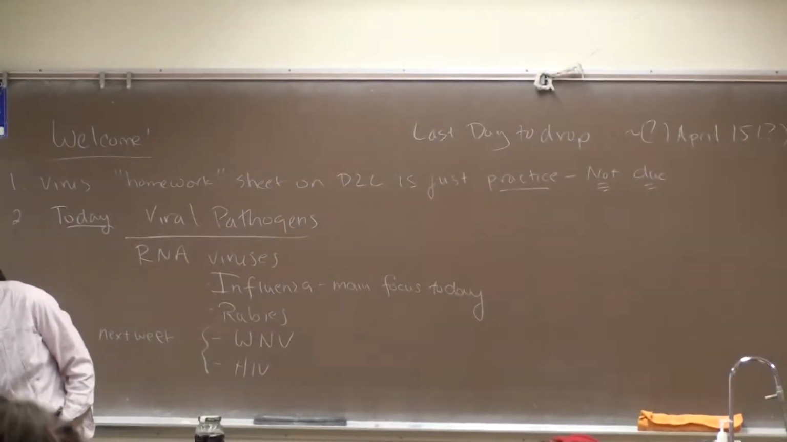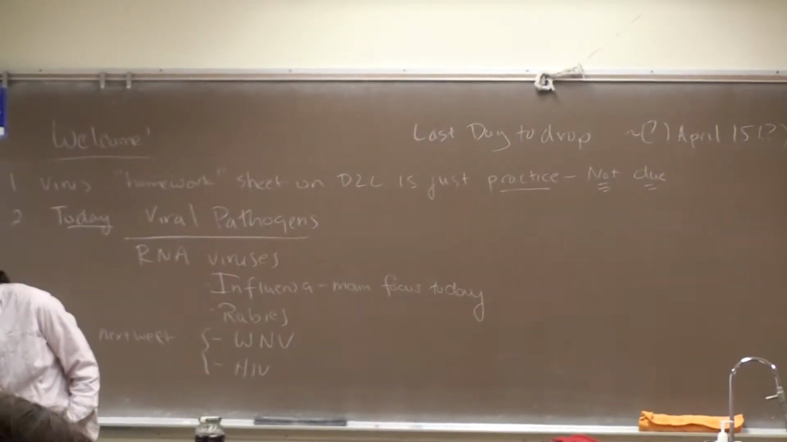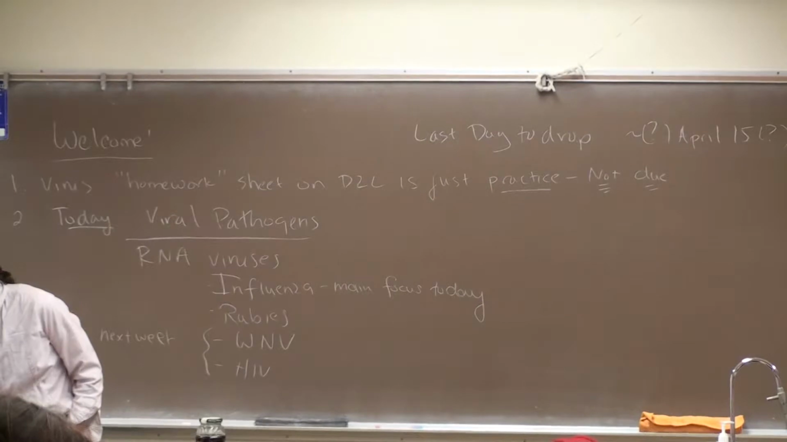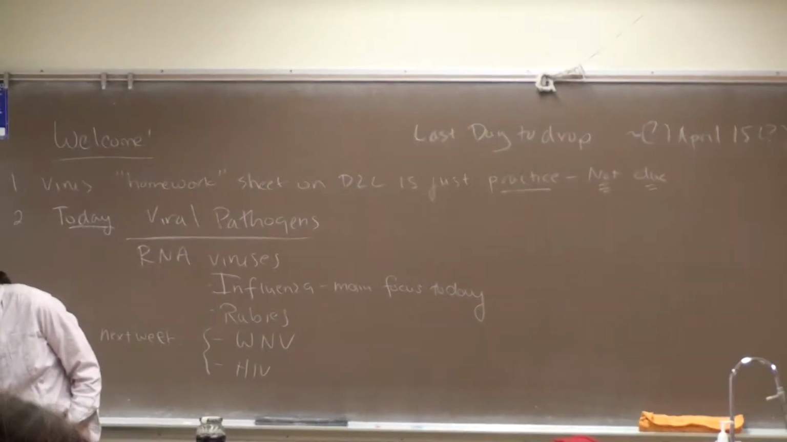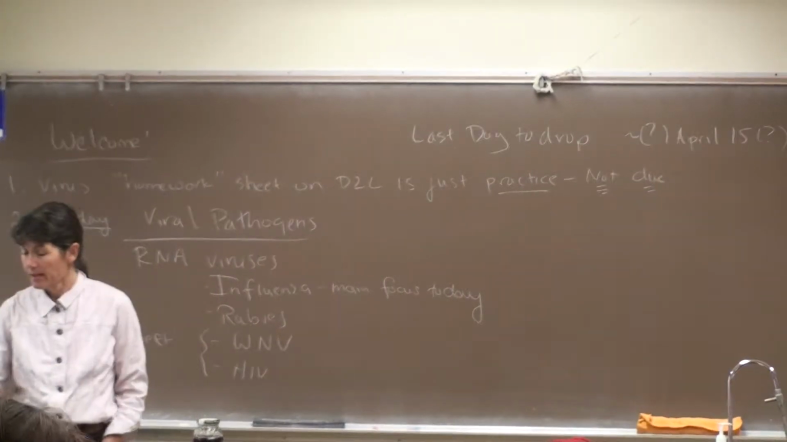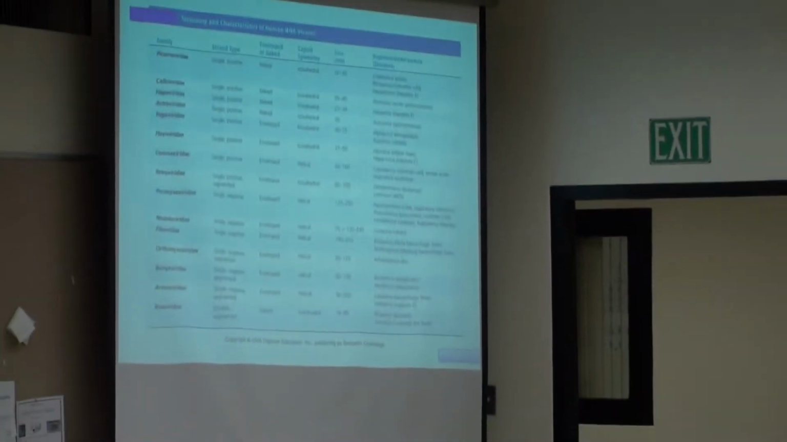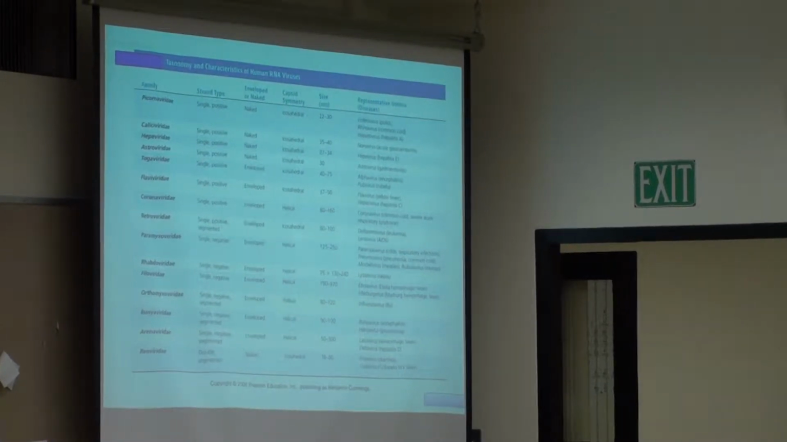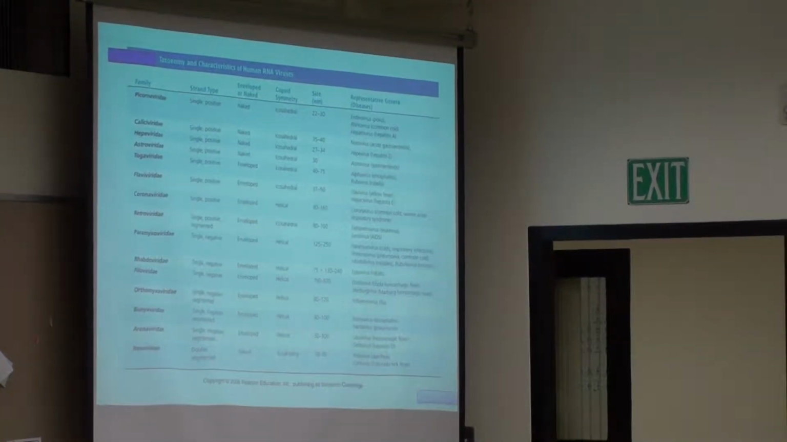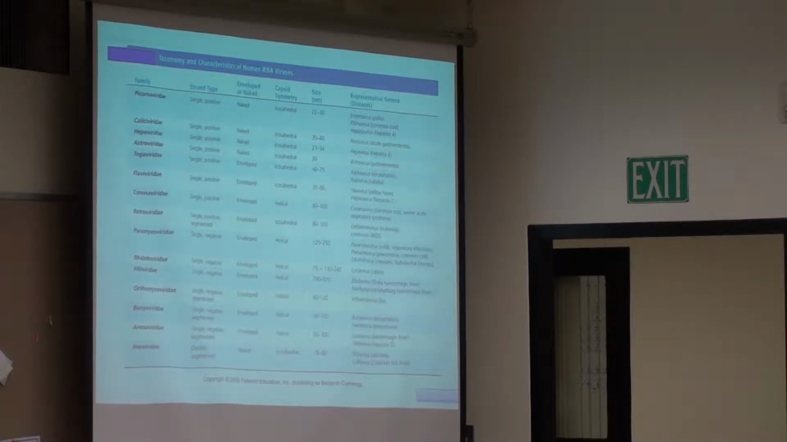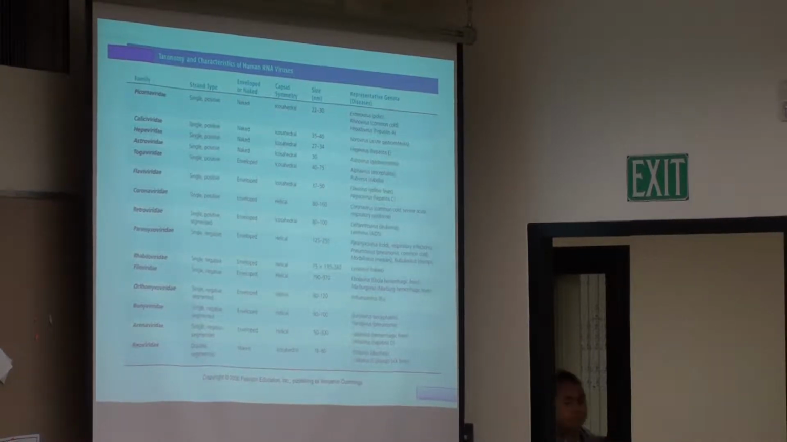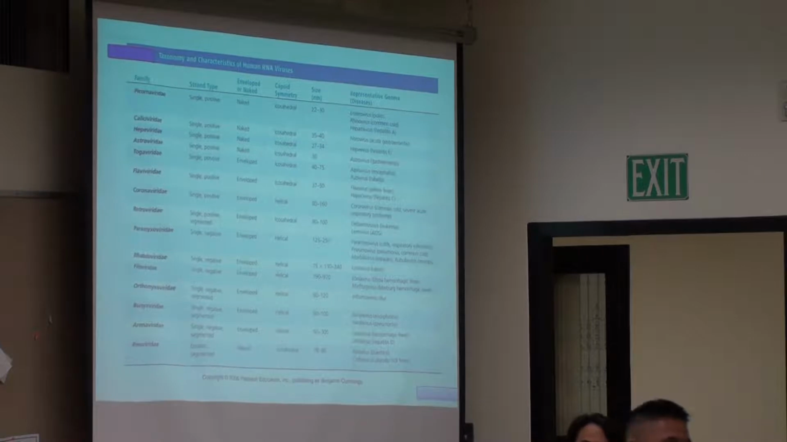Okay, so we're going to launch into our first RNA virus. Again, we want to remind ourselves that RNA viruses use RNA polymerase to copy their genetic information, and RNA polymerase, as we know, doesn't proofread or edit. RNA polymerase makes lots of mistakes copying viral RNA, and consequently RNA viruses have a high potential for what? Mutation, right?